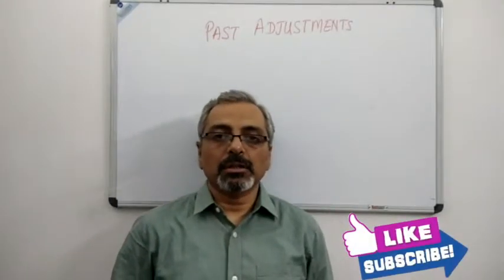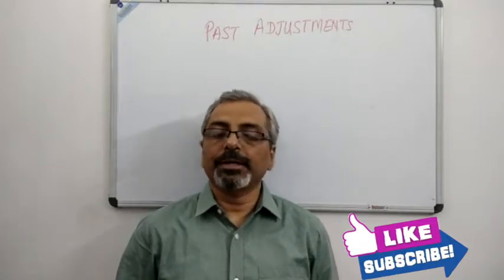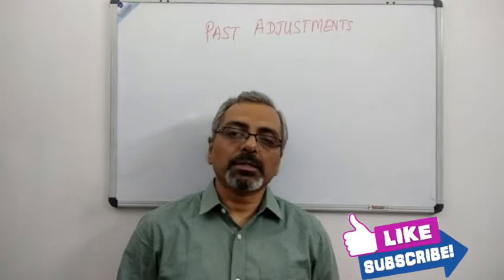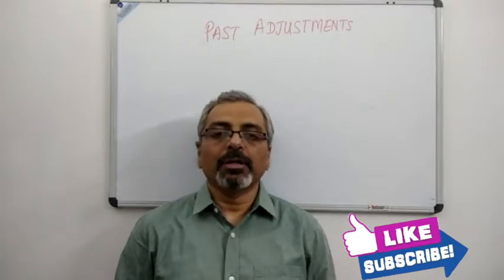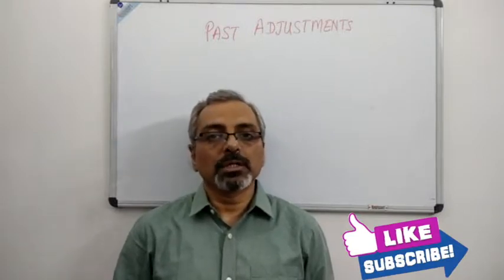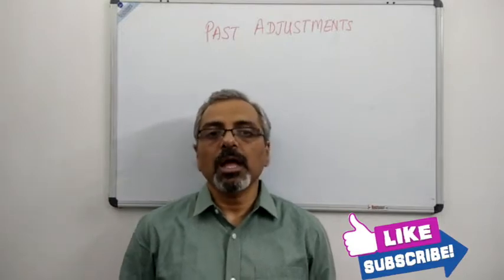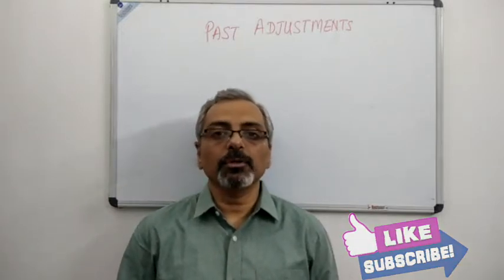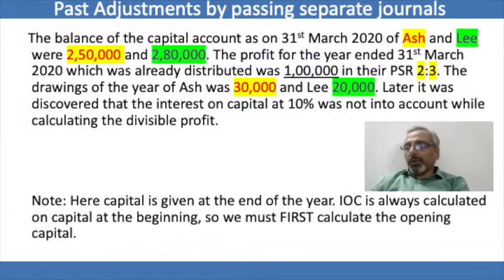In my last lecture, I gave you the concept of past adjustment, where we made an adjustment table and passed a single journal entry. In the two successive lectures, I will explain past adjustment in which more than one journal entry will be prepared. That means preparation of separate journal entries. And in this case, we will not be using the adjustment table as we had used earlier. Now let us read the question.